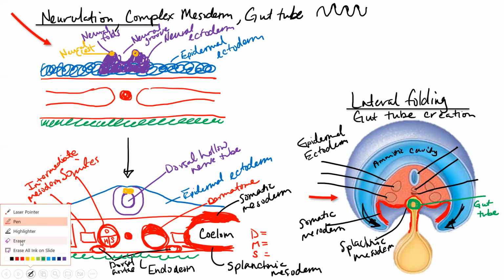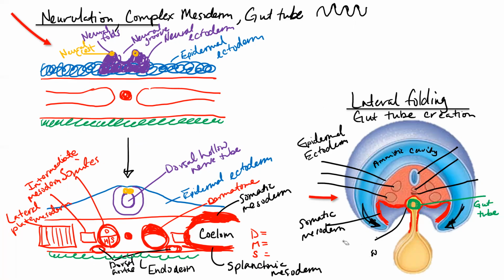Which I spelled splanchnic wrong here. Make sure you guys spell it correctly. Okay. Don't worry so much about what happens to the yolk sac. We'll learn about that in 2240.